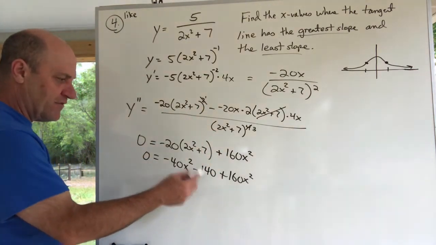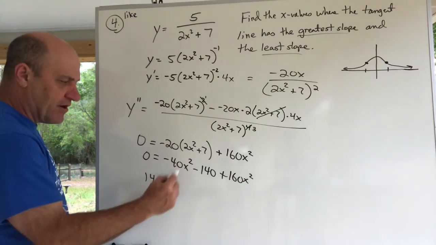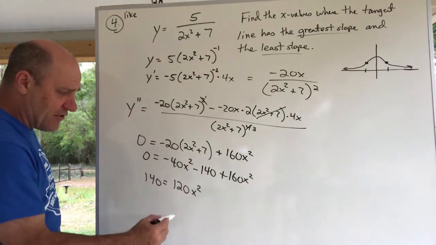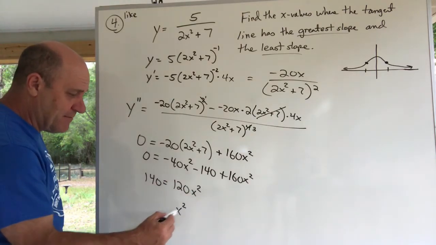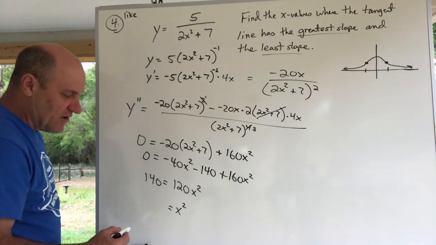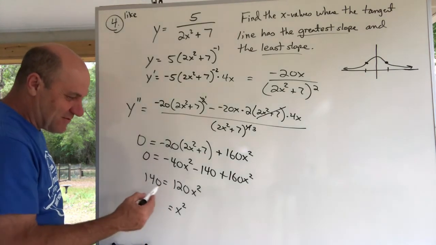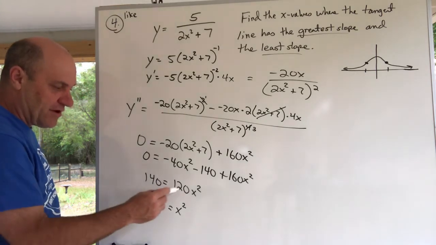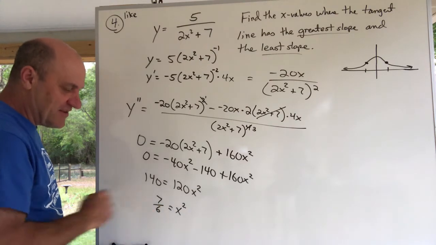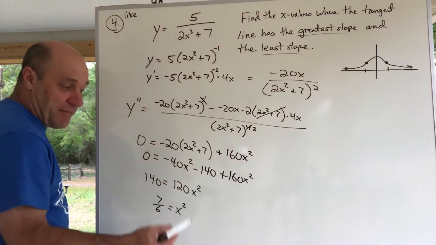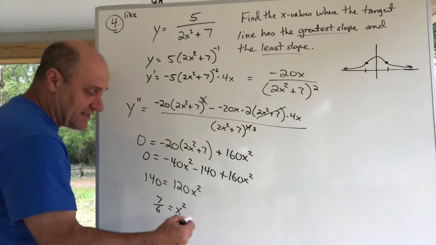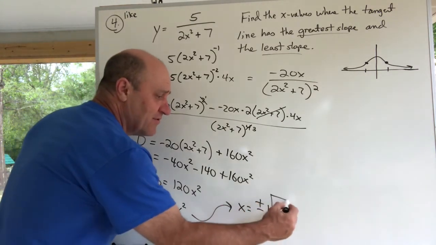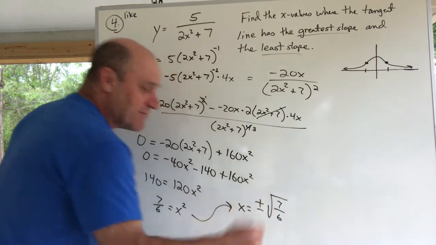What is this? I'm going to move the 140 over here. I'm going to combine like terms. That's 120x squared. I'm going to divide by 120. X squared becomes 14 twelfths, or 7 sixths. I'll be darned. 140 over 120 reduces to 7 sixths. So can you tell me what x is? X squared is 7 sixths. I guess that leads me to my answer. X is plus or minus the square root of 7 sixths. Those are my inflection points.